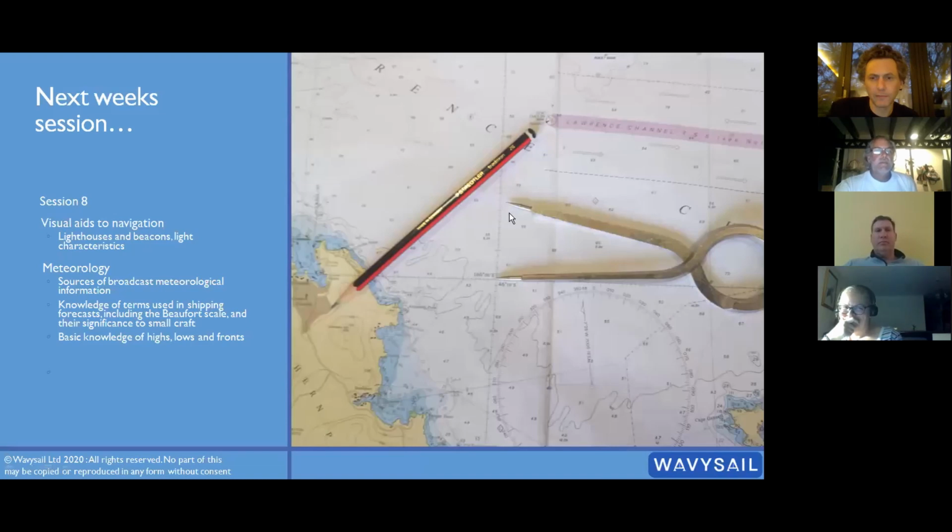Next week, we'll talk about aids to visual navigation, so lighthouses and beacons and light characteristics and where they come from and how we use them. And then we'll touch on a bit of meteorology: the sources of meteorological information, the common terms we use for shipping forecasts, both inshore and at sea, and then a basic knowledge of highs, lows, and fronts. So we'll just touch on those next week. Again, it's a huge topic, meteorology, and I'm going to try and touch on it in literally half an hour. But we'll do our best.